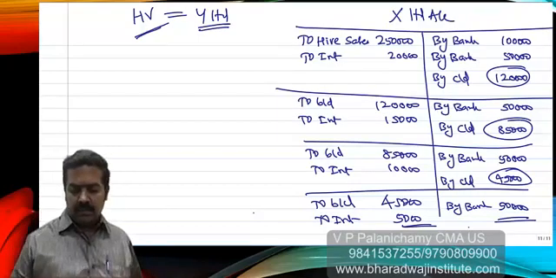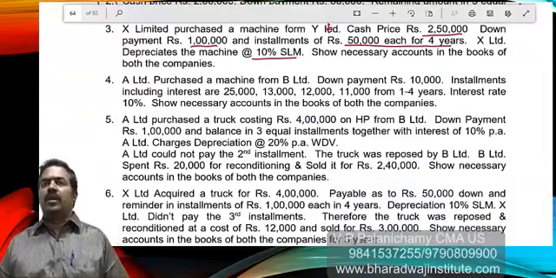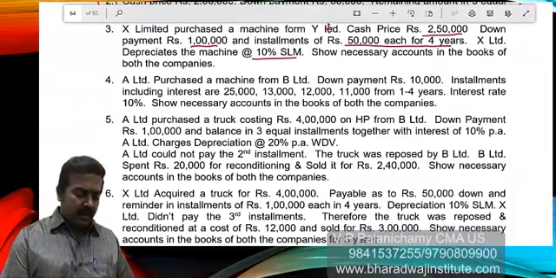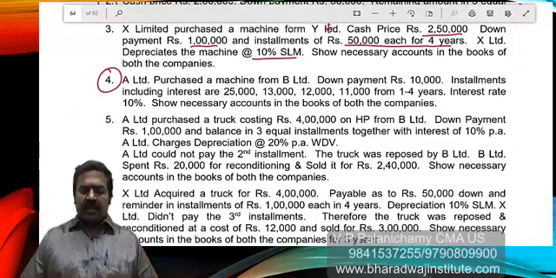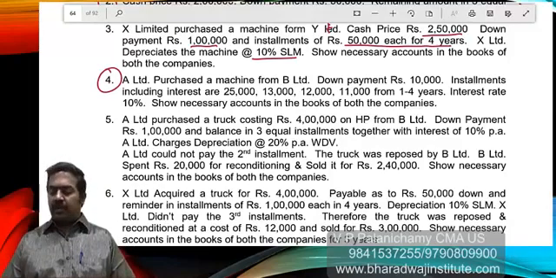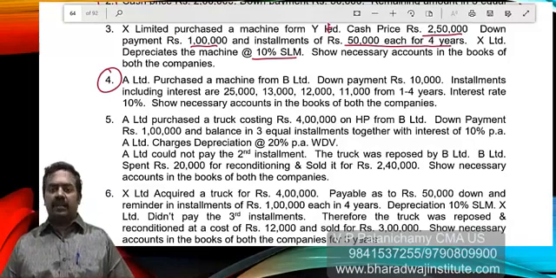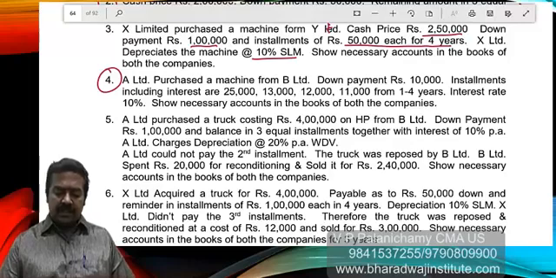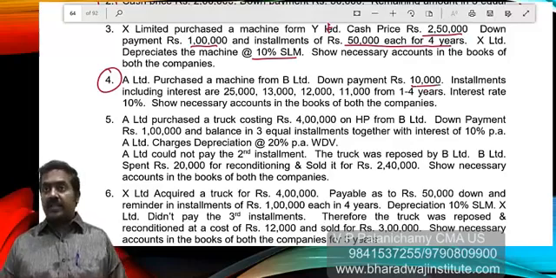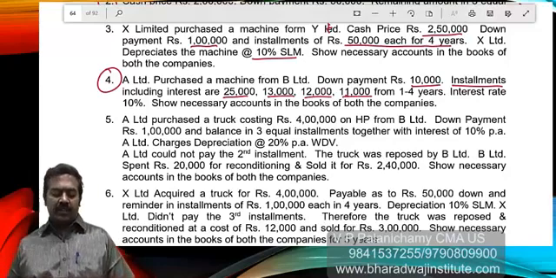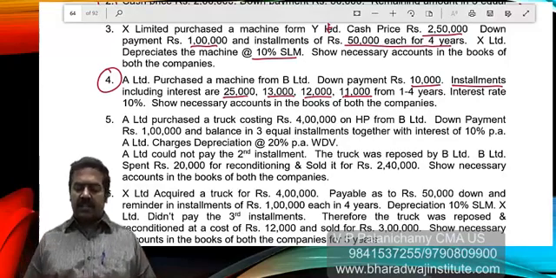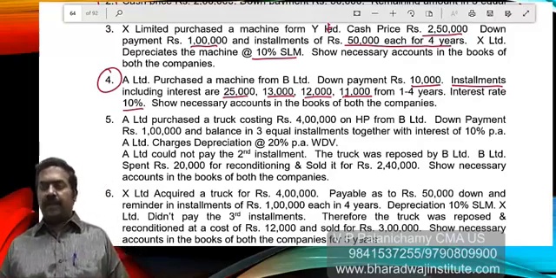Next, we'll go on to question number 4. Please go to question number 4. The data is totally different. A Limited purchased a machinery from B Limited. What is the down payment? 10,000. Installments including interest are given: 25,000, 13,000, 12,000 and 11,000 for 1 to 4 years. Interest rate is 10%.